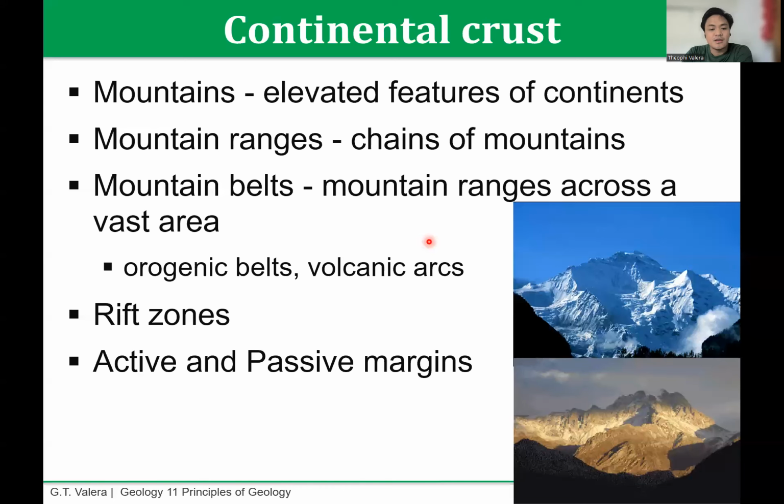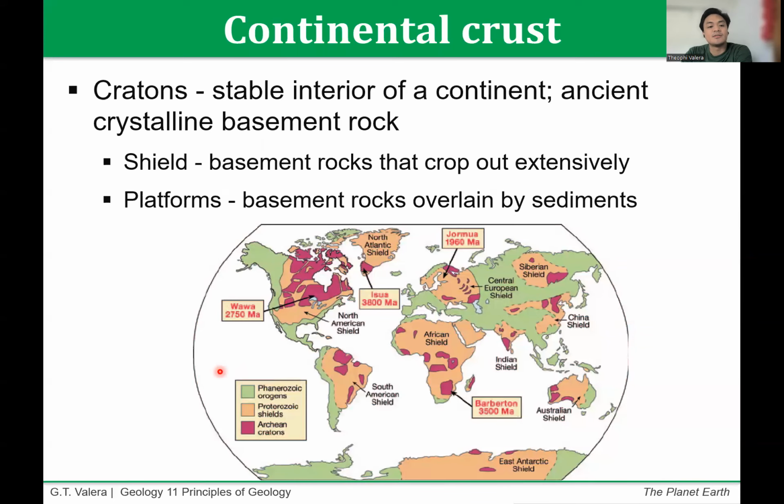Okay. So, yeah, so active and passive margins. We'll learn more about them later. Yeah. So cratons are the stable interior of a continent. So yung kanina, yung mga flatlands kanina, actually the reason why they are very flat, for example, yung African continent, yung Eurasian continent, yung North American continent, yung region are very flat.